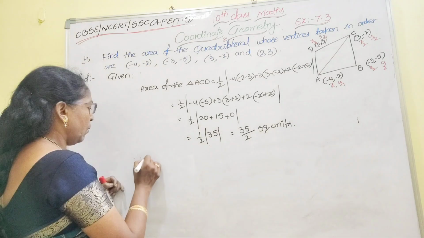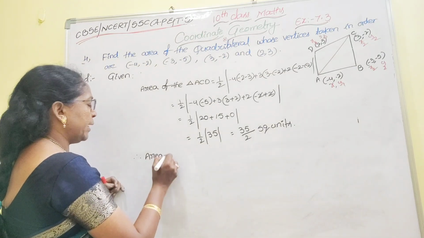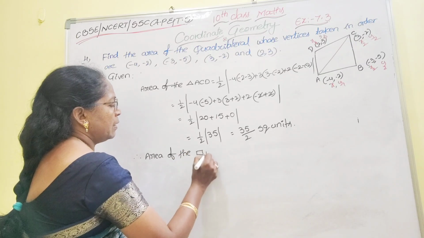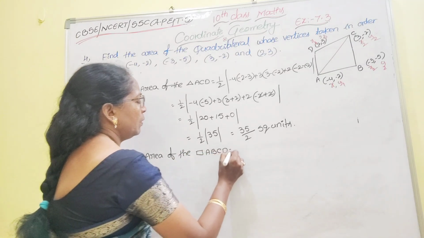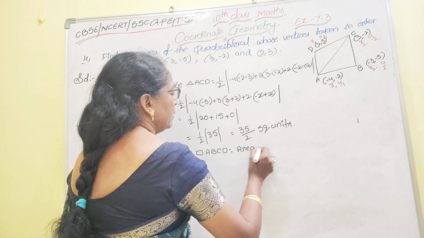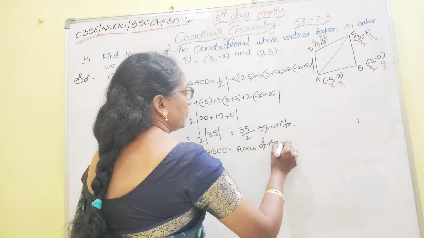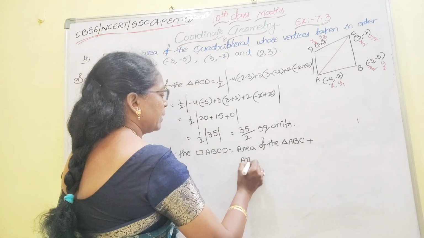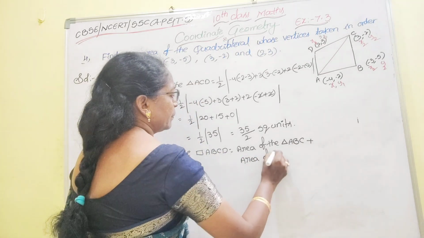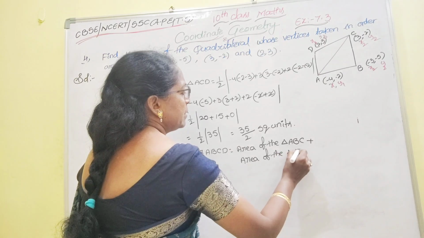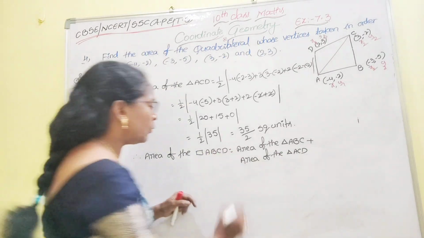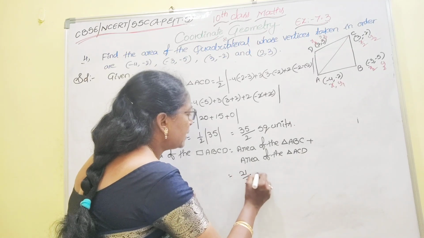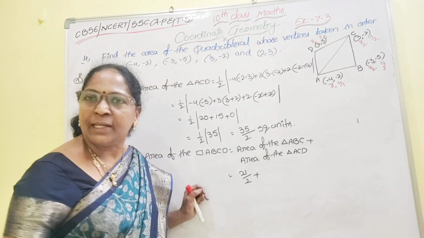Now therefore, the area of the quadrilateral ABCD equals the area of the triangle ABC plus the area of the triangle ACD. Now you add both values. Area of the triangle ABC equals 21 by 2, plus area of the triangle ACD equals 35 by 2.